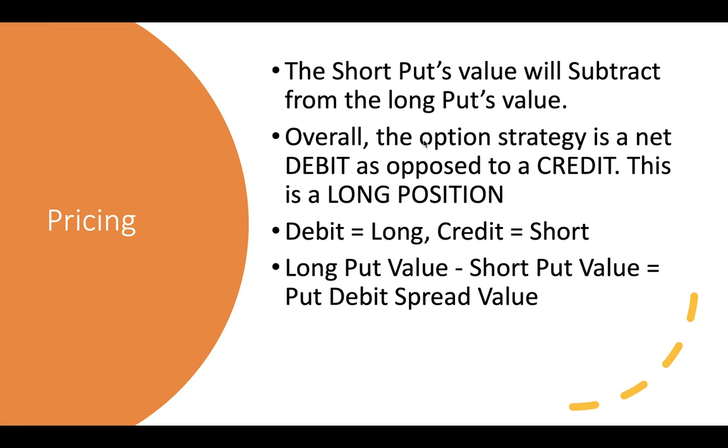This is a long position, okay? Now, when you hear debit, think net long, and when you hear credit, think net short when it comes to vertical spreads. The reason we say net is because the put that we bought is more valuable than the put that we're selling. Therefore, it's net long put. So long put value minus the short put value equals the total put debit spread value.